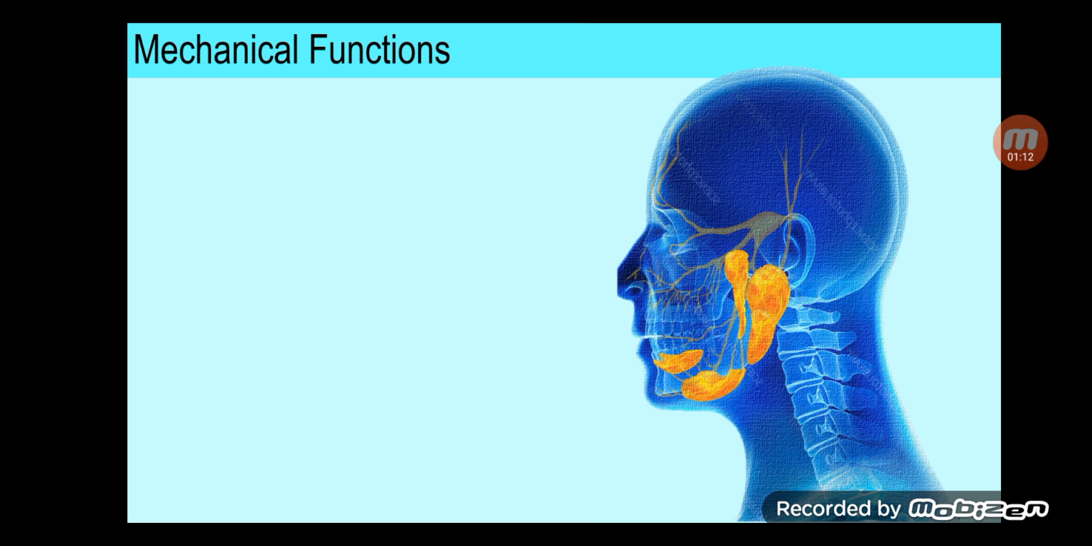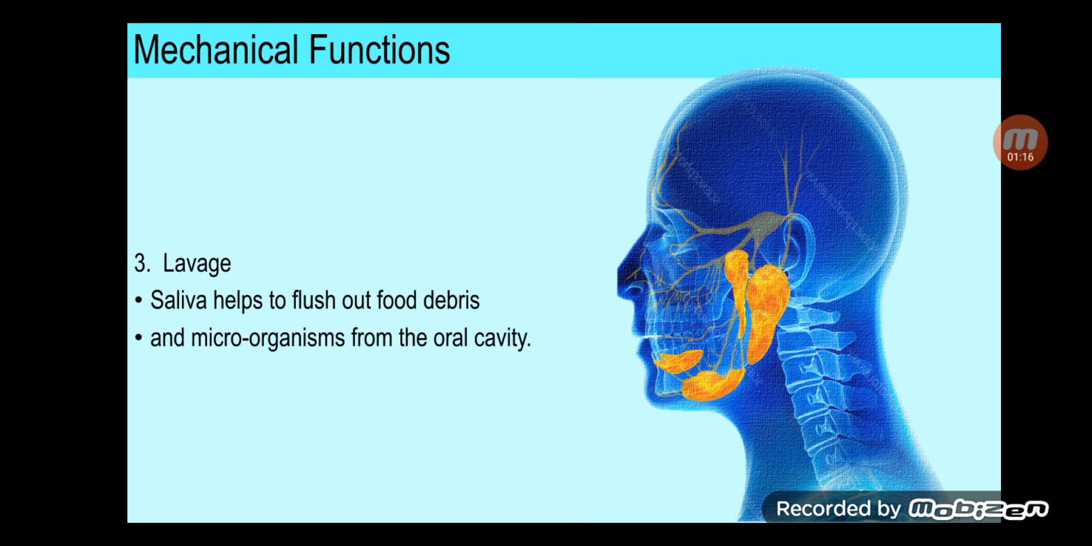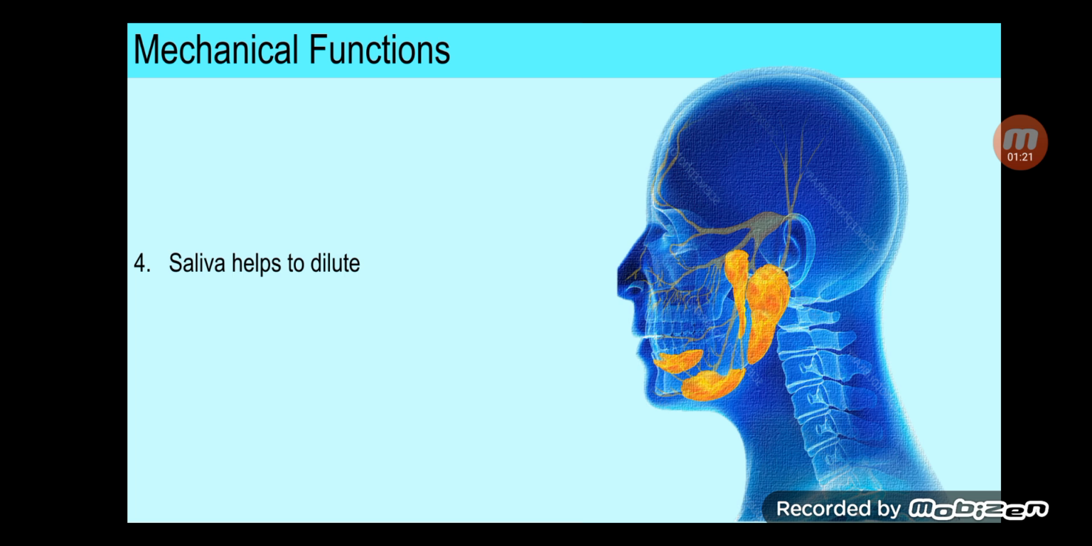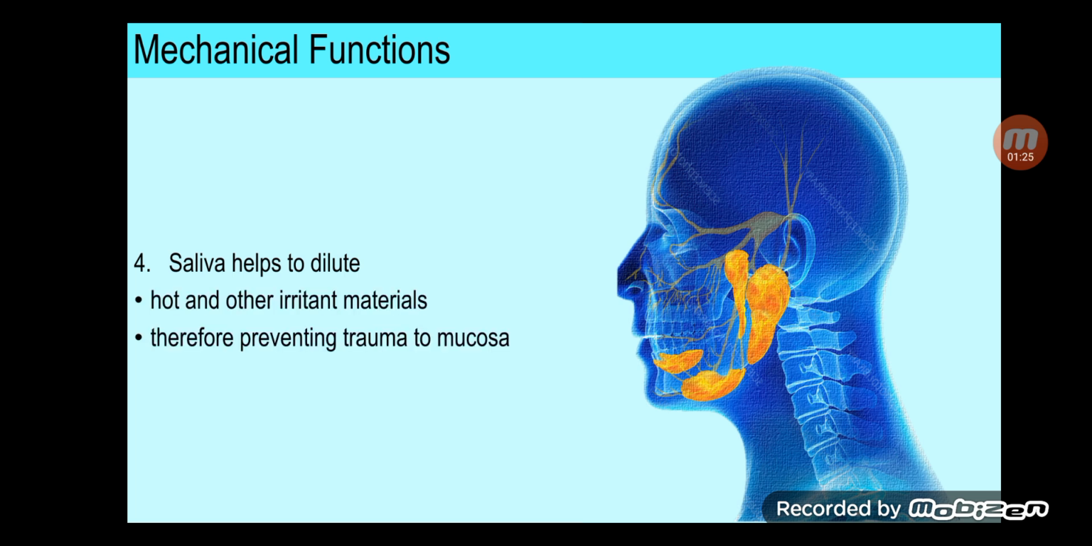Another mechanical function of saliva is lavage, that is, saliva helps to flush out food debris and microorganisms from the oral cavity. And saliva also helps to dilute hot and other irritant materials, therefore preventing trauma to the mucosa.